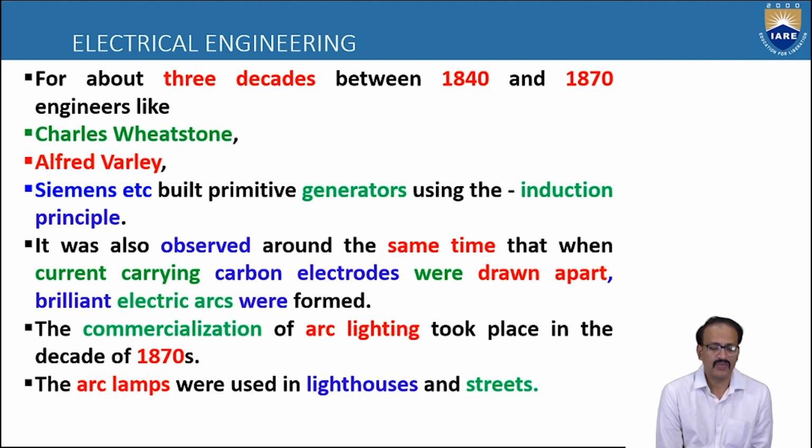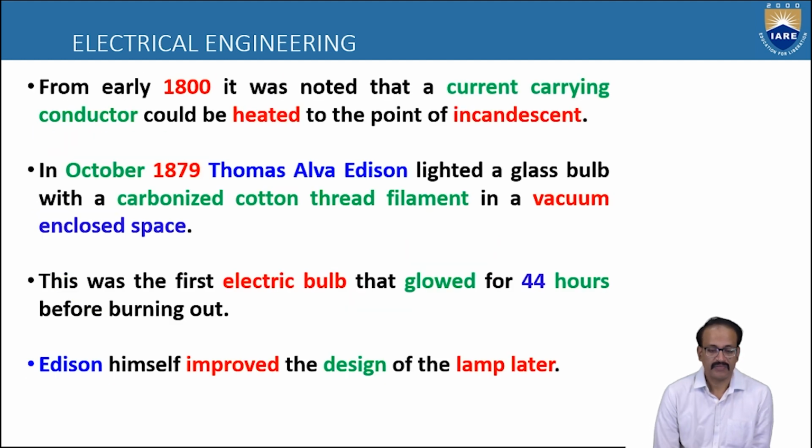The commercial generator was one part, and lighting was another. They found that whenever the electrodes were separated, we can find an arc. So the commercialization that was happening in the 1870s, the arc lamps were used in lighthouses and streets, and after that, they went for the incandescent bulb.